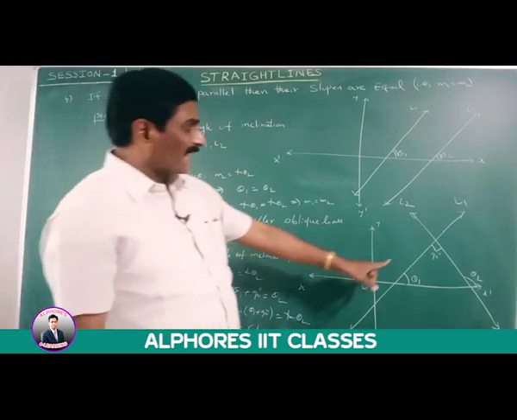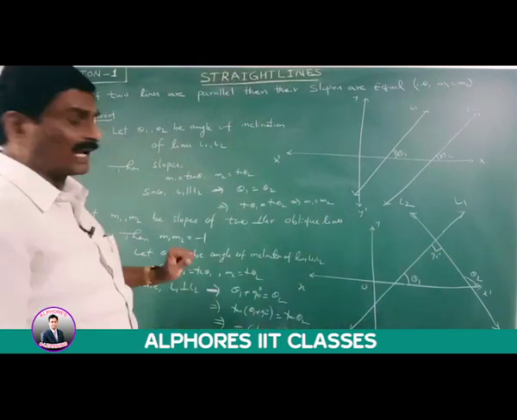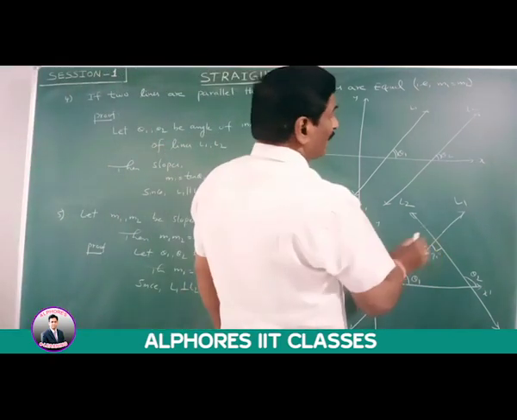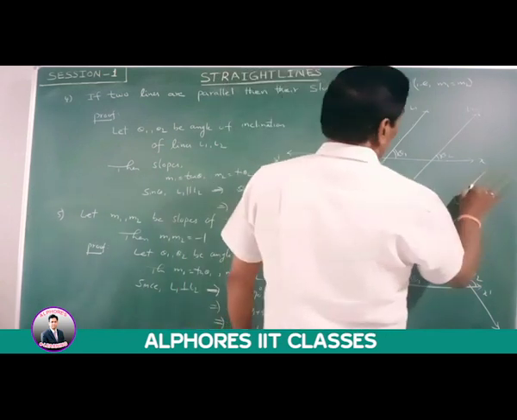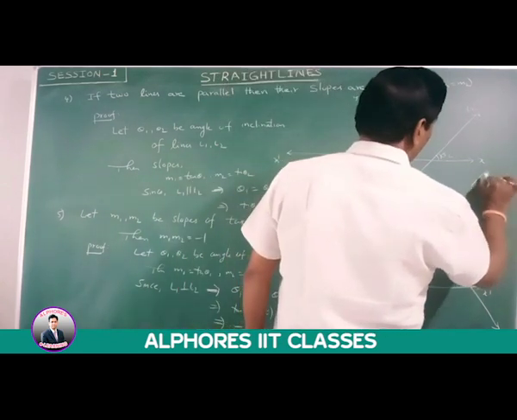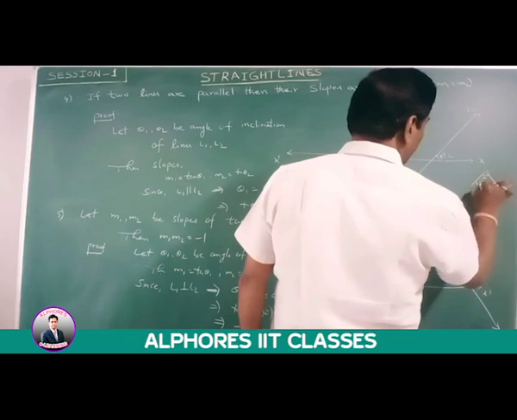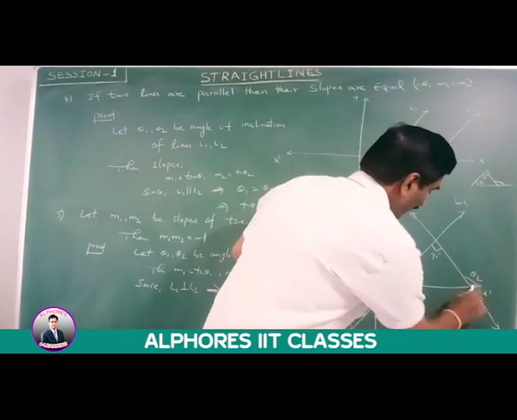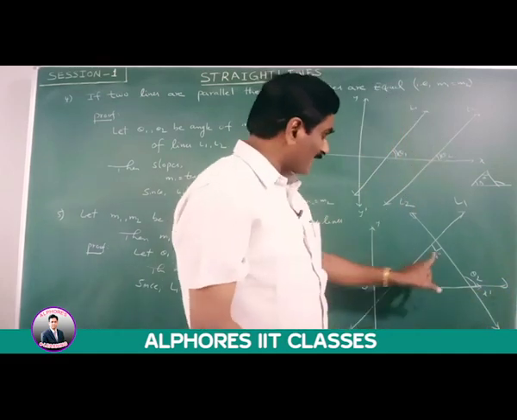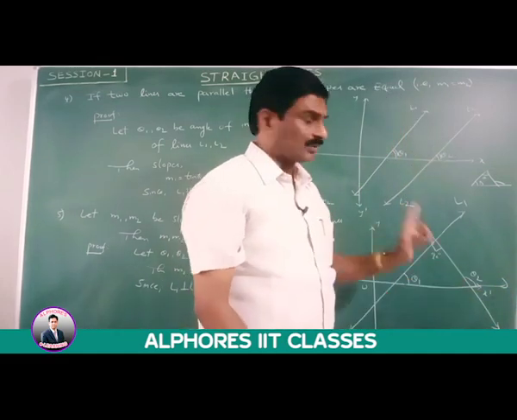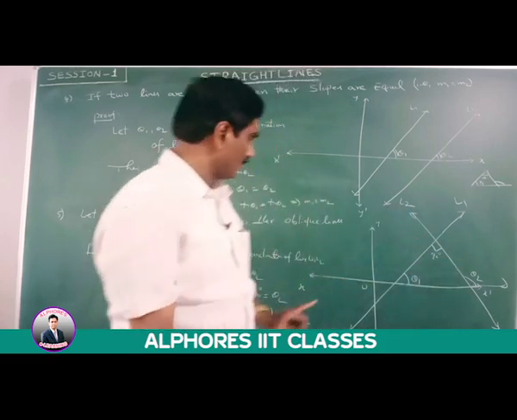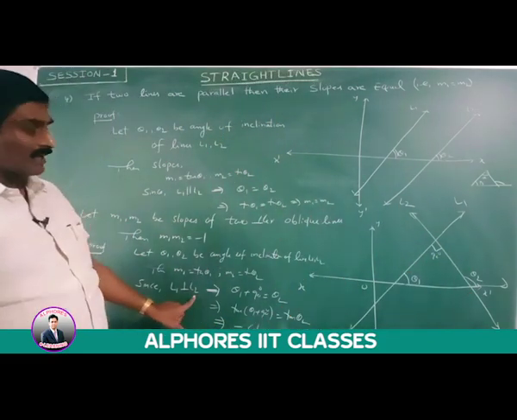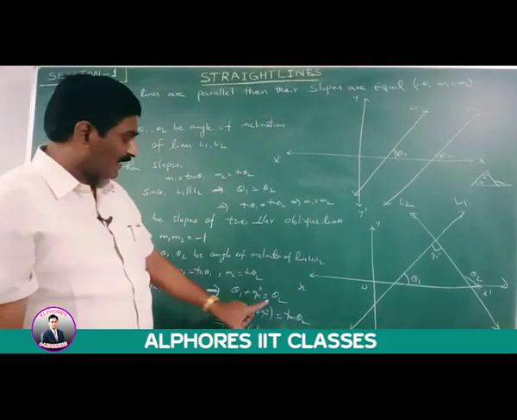Since the two lines are perpendicular, L1 is perpendicular to L2, that means this angle is 90 degrees. In any triangle, the sum of the interior angles is equal to the exterior angle. The sum of these two interior angles is nothing but this exterior angle. That means 90 plus theta 1 is equal to theta 2. So L1 perpendicular to L2 implies theta 1 plus 90 is equal to theta 2.